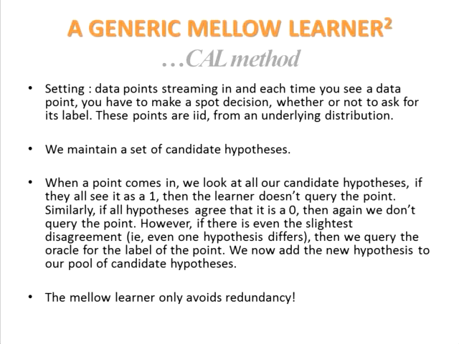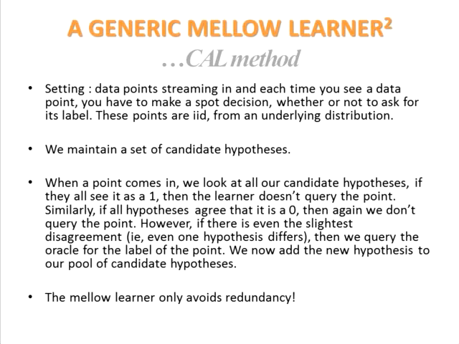Now what happens when a point comes in? When a point comes in, we look at all our candidate hypotheses. If they all see it as a 1, good enough, I do not do anything. I do not query for that point. Similarly, if all the hypotheses agree that its label is a 0, again we don't do anything.